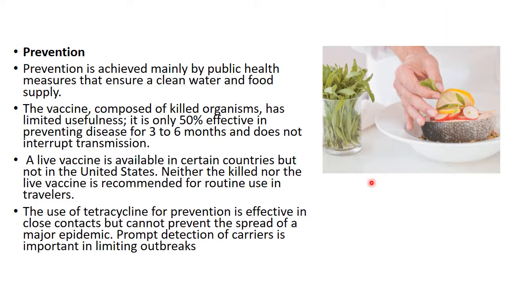Prevention. What is the prevention? Prevention is achieved mainly by public health measures that ensure a clean water and food supply. The vaccine composed of killed organisms has limited usefulness. It is only 50% effective in preventing the disease for 3 to 6 months and does not interrupt transmission. A live vaccine is available in certain countries but not in the United States. Neither the killed nor the live vaccine is recommended for routine use in travelers. The use of tetracycline for prevention is effective in close contacts but cannot prevent the spread of a major epidemic. Prompt detection of carriers is important in limiting the outbreak.